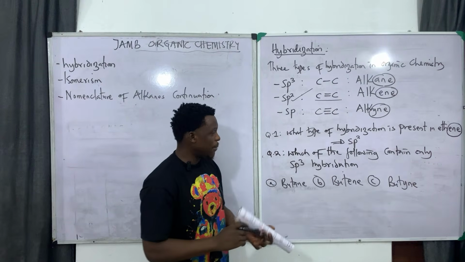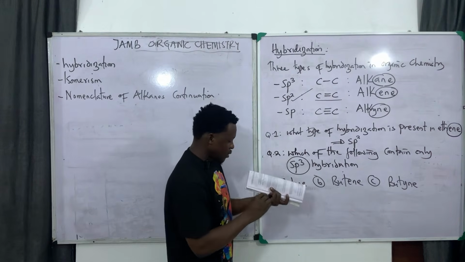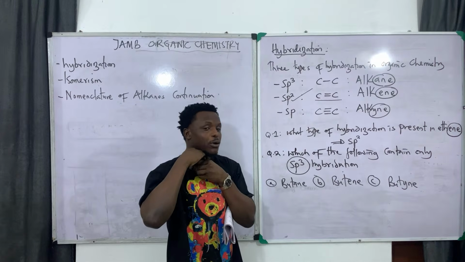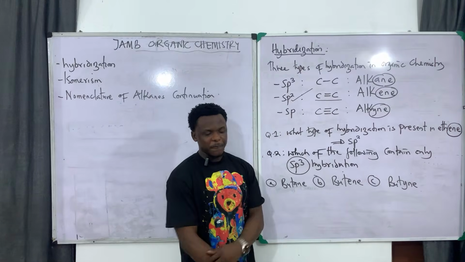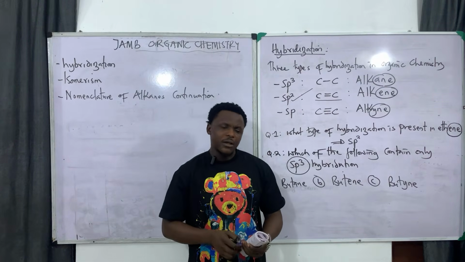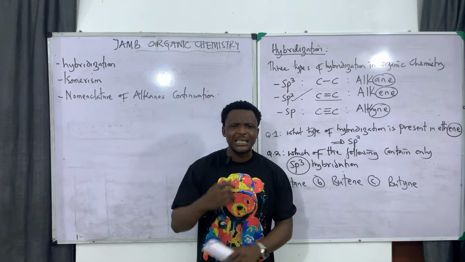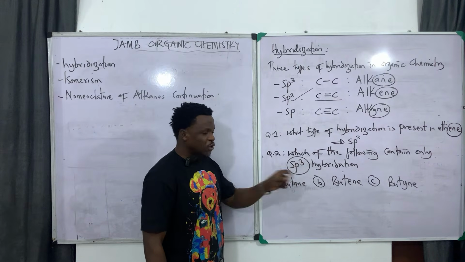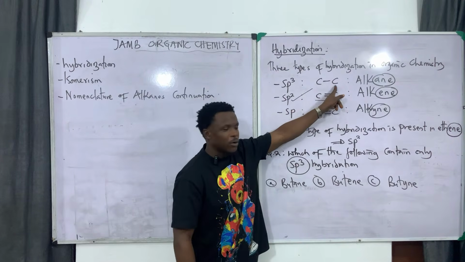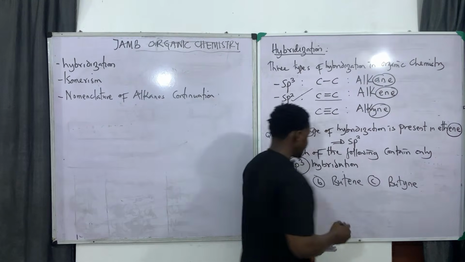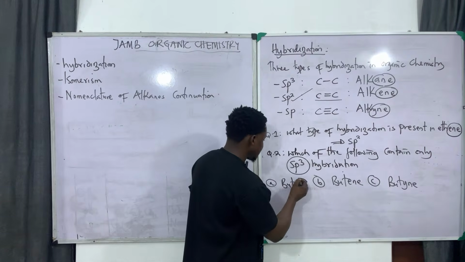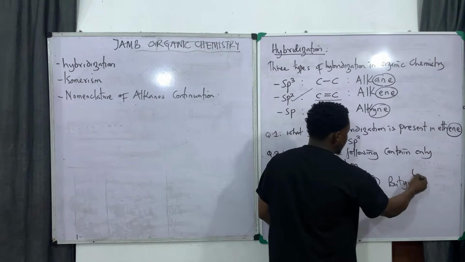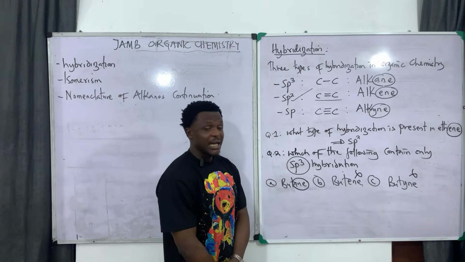Class, remember, sp3 means that the compound contains only carbon-carbon single bonds. That is the meaning. Once a compound contains only carbon-carbon single bonds, that is sp3. You may not have read this before now. This is not the time for you to be reading as if you're in SS1. This is the time for you to adopt a pattern, a strategy that will help you to pass your exams. Compounds that contain sp3 contain single bonds, and their names always end with ane. So this one ends with ane. This one ends with ene, which is wrong. This one ends with yne, which is wrong. So that is the answer.